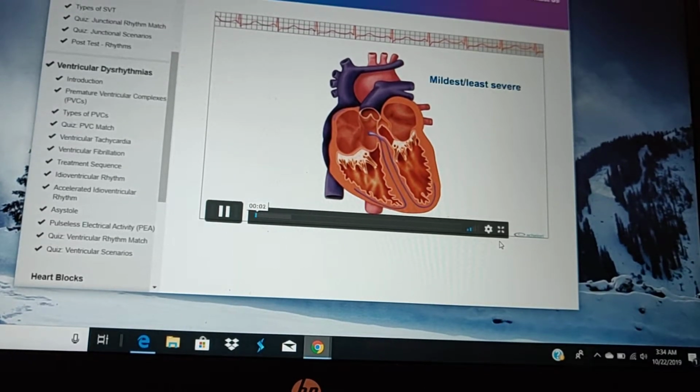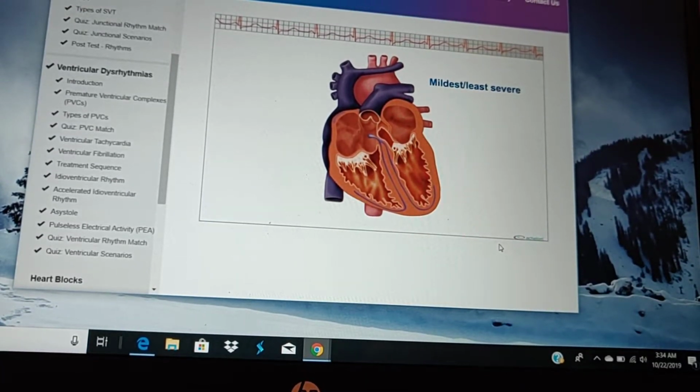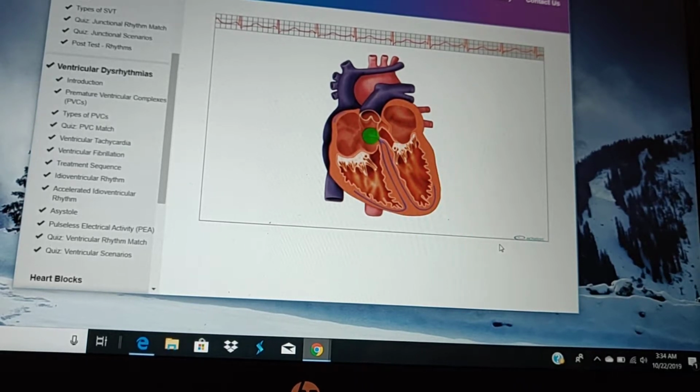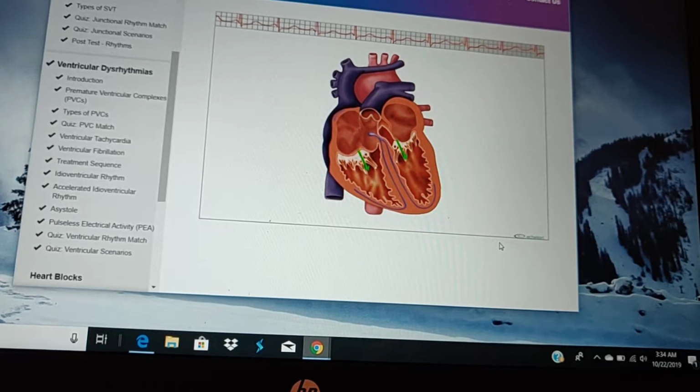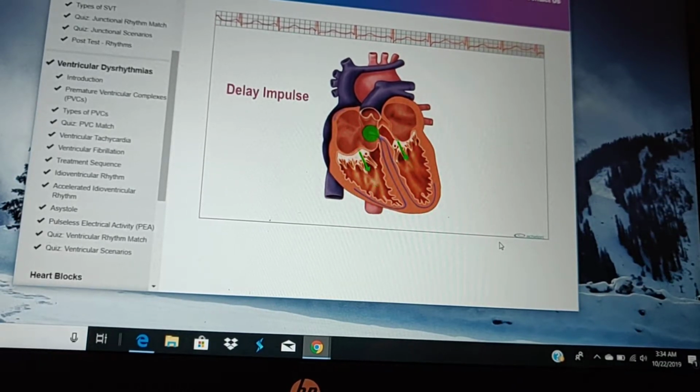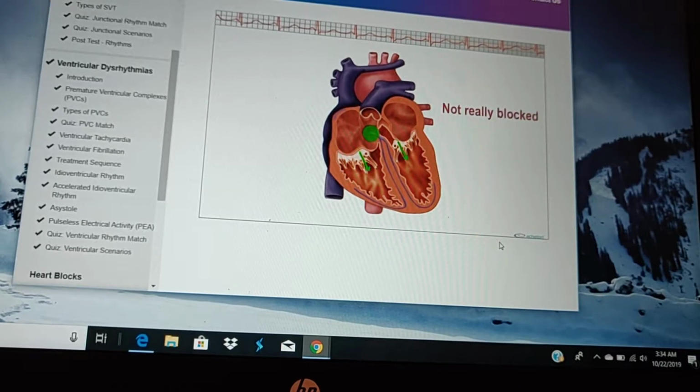The first-degree heart block is the least severe. The electrical impulse begins in the SA node, but is delayed in the AV node. The impulse then conducts normally through the ventricles, but while the AV node is supposed to delay the impulse, in this scenario, it holds it longer than it should. Therefore, the impulse is not really blocked, but rather delayed.